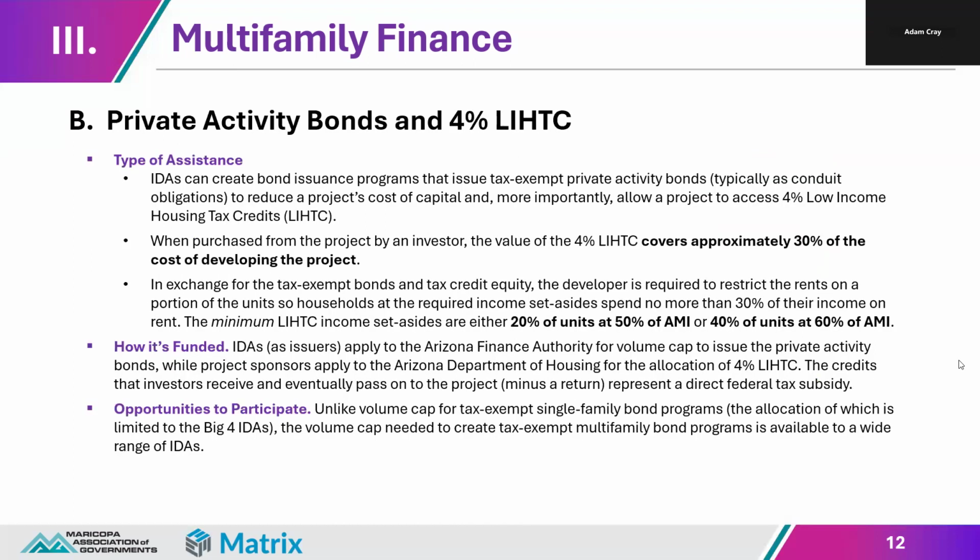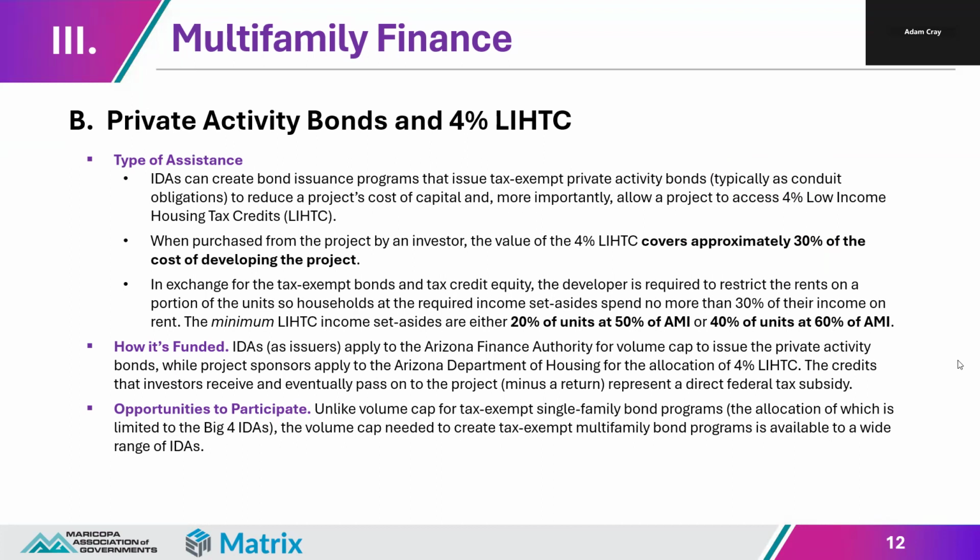So, with that in mind, the most common by far financing mechanism, as I mentioned before, is private activity bonds and 4% LIHTC. IDAs across the state are able to create often conduit issuance programs, that is programs with no recourse to the local government's finances. So you're a conduit bond issuer where the only security for the bonds is the project itself and not the local government's coffers.